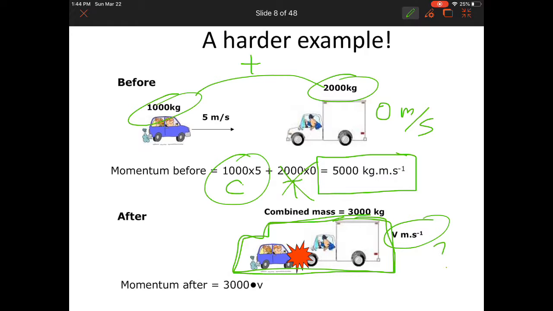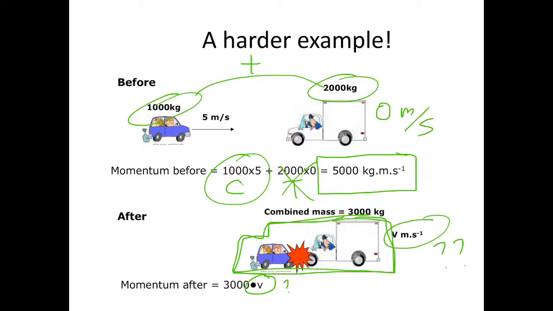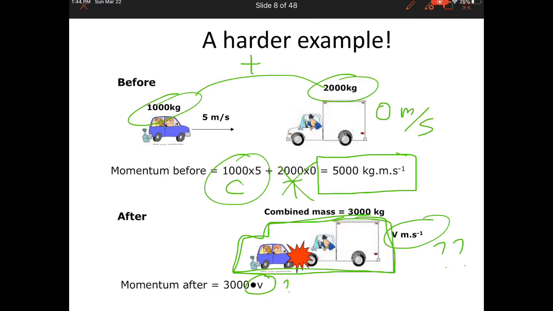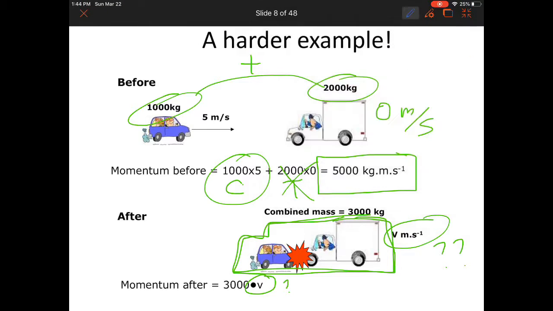Now, what is the velocity of this larger mass? The momentum after would be 3,000 times v, but we don't know it, so we're going to leave it as an unknown or a variable. We don't know what the velocity is after the collision, but we do know this very important detail. We do know that the momentum after should be 5,000 because it was 5,000 before.